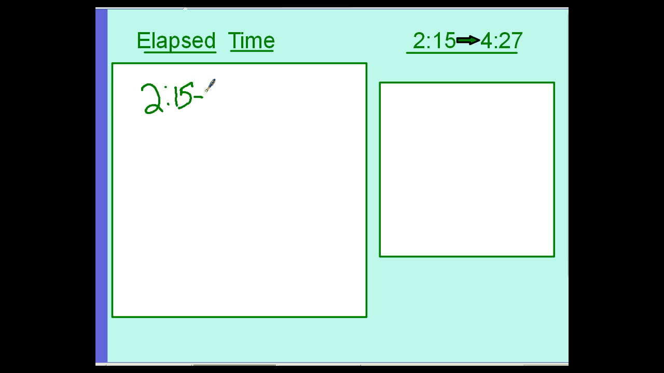First, you write 2:15 to 2:20, and that takes 5 minutes. As you can see, we're trying to get to the nearest 10 to make it easier to jump. Then you write 2:20 to 2:30. That takes 10 minutes.